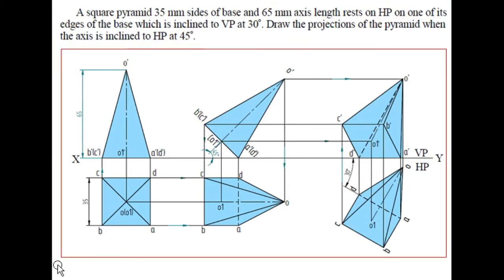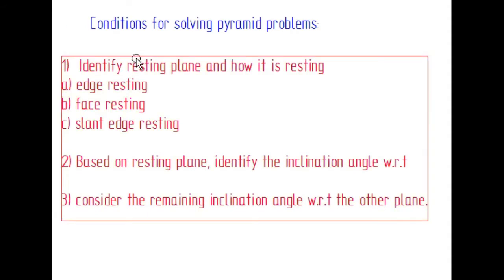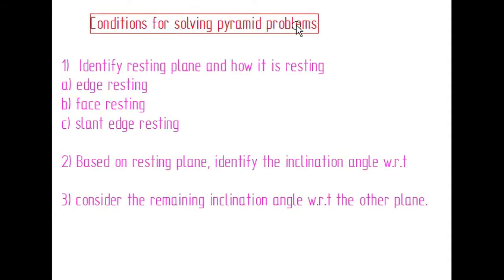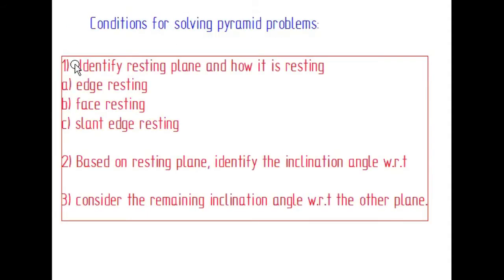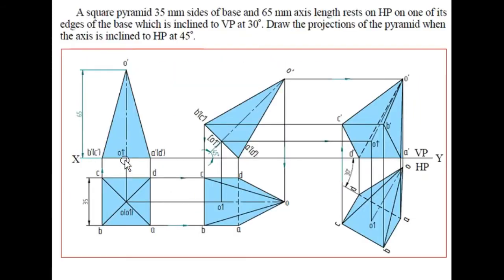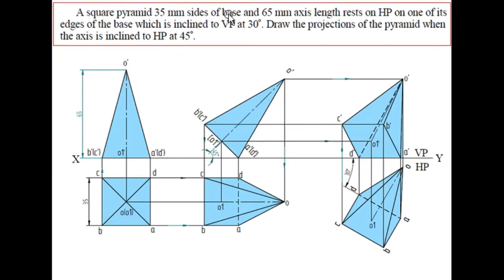To understand this problem, I have represented the conditions for solving pyramid problems. So what is the first condition? Identify the resting plane and how it is resting. To understand that, first see the problem. The square pyramid is resting on the HP plane. You can see here the square pyramid is resting on the HP plane. Right. Next, how is it resting? It is resting on one of its edges of the base.